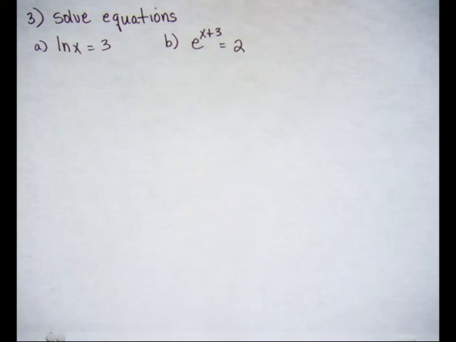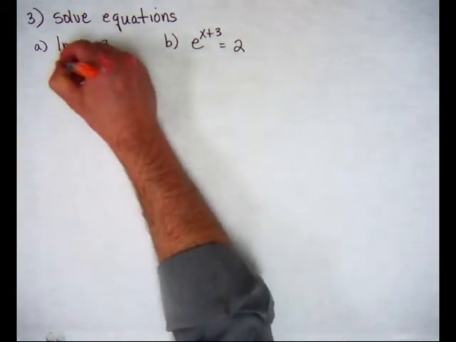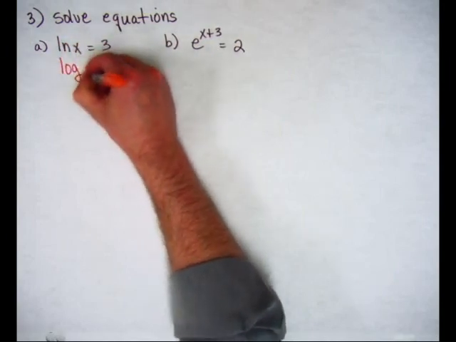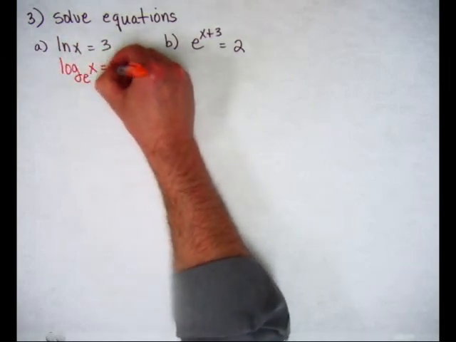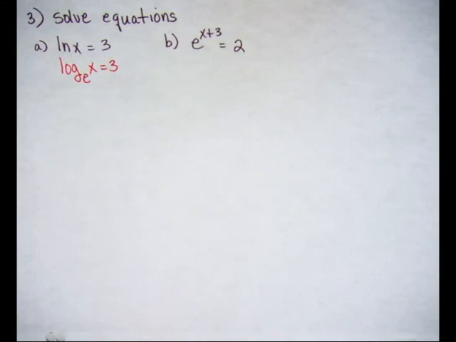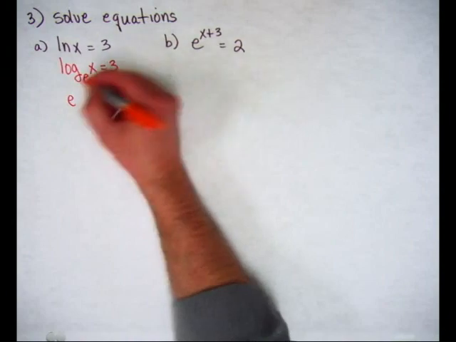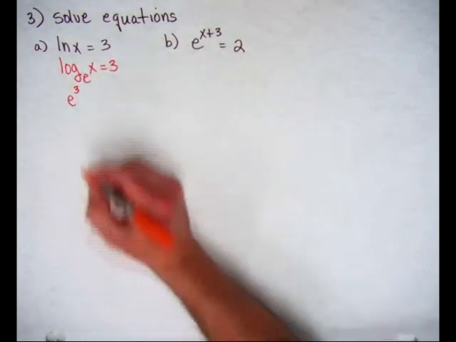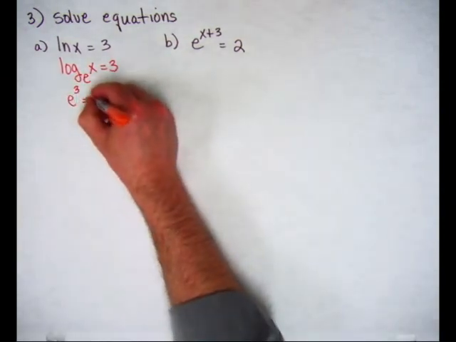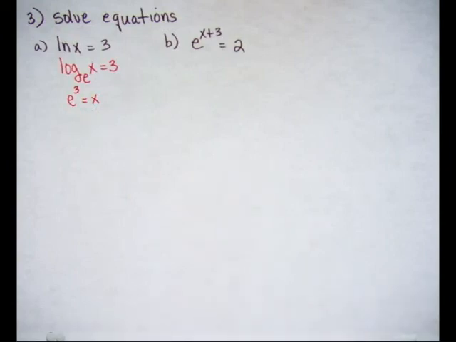The way that you solve logarithmic equations is actually a couple strategies. With this one, you simply convert it back to its exponential form. So this really means that you have log base E of x equals 3. So if I convert that back to its exponential form, the base is E, the exponent is 3, and that's equal to x. And we're finished. The answer to that equation would be the number E cubed.